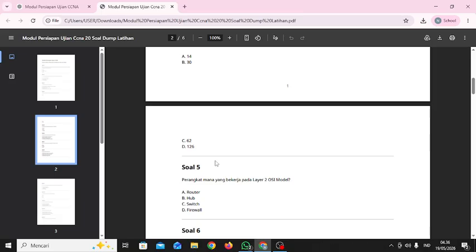Okay, and the explanation: prefix 27 subnet means 27 bits for network and 5 bits for host. Host calculation, the formula 2^5 minus 2, so 30. Okay, why minus 2?